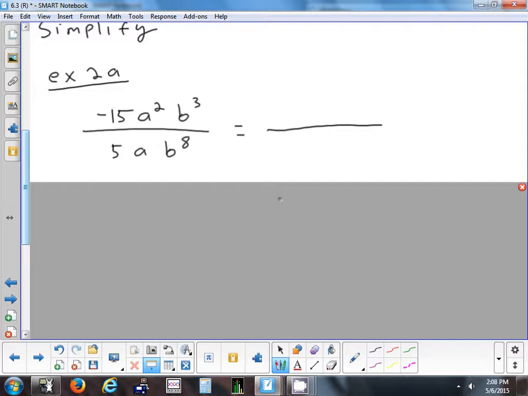All right, so my constants. On the top, Sam, what's my constant on the top? Negative 15, good. On the bottom, my constant is what, Marcus? 5. I know I can reduce those two numbers. All right, Shazi, what would that reduce to? Don't worry about the variables and the exponents right now. Just worry about the constants, the whole numbers. What would they reduce to?